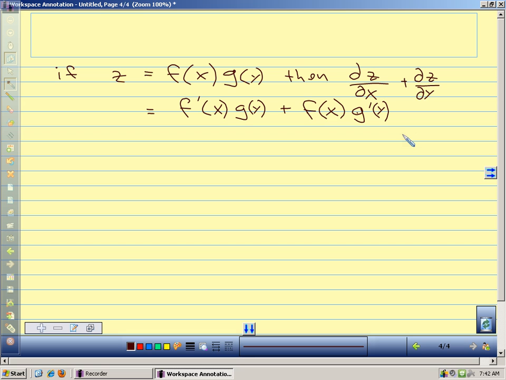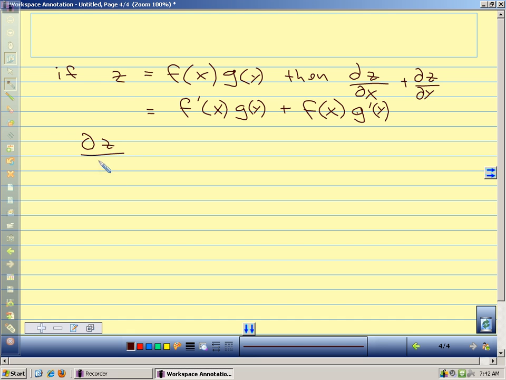All right, guys, listen up. So here's our question. If we have a function z in the form f of x times g of y, then the partial of z with respect to x plus the partial of z with respect to y looks like this. True or false? I say true. Let's calculate it.